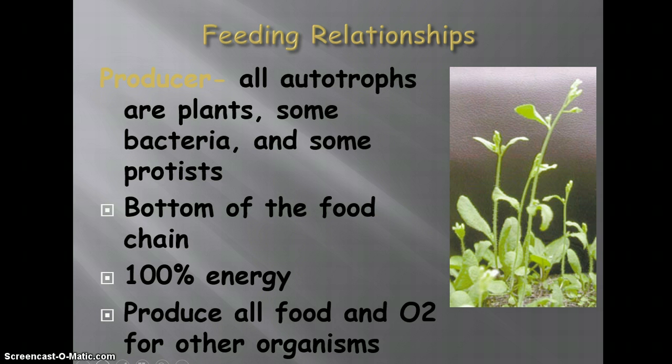Okay. Feeding relationships, the producers, again, all autotrophs. They could be plants, they could be bacteria, some protists. They're considered to be at the bottom of the food chain or bottom of the food web. They have 100% energy. They produce all of the food and oxygen for other organisms. They're producing glucose and oxygen. They're really doing it for themselves, but then we use it to make energy. So they're called producers because they're producing glucose and oxygen.